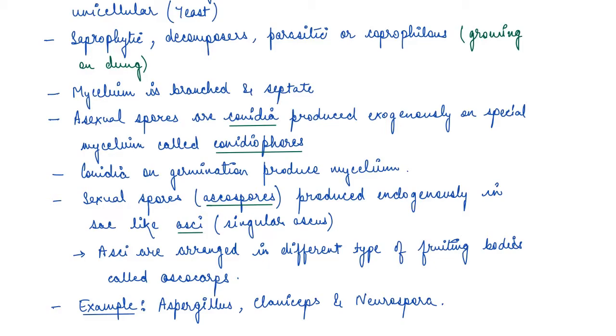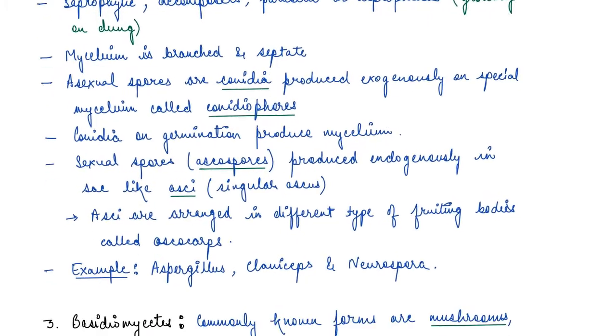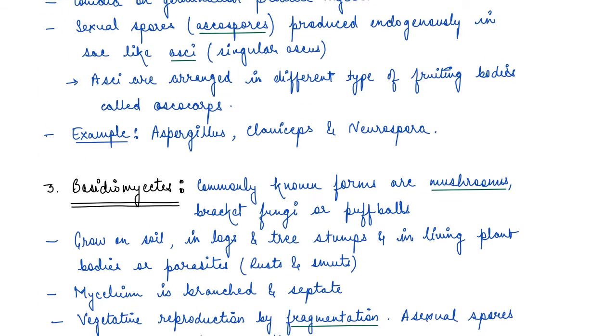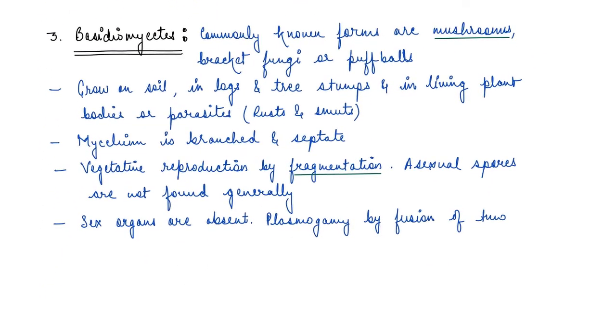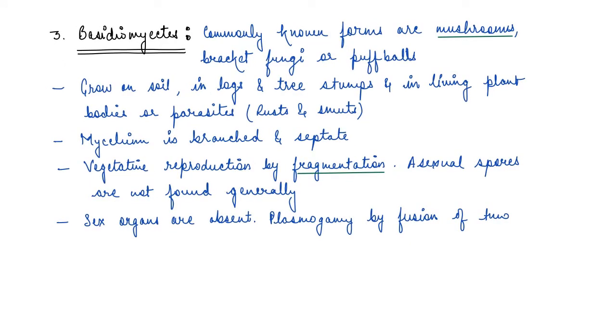So the third type of fungi is Basidiomycetes. Now what are Basidiomycetes? They are commonly known as mushrooms. These are bracket-like fungi or puffballs, and there are some edible forms of mushrooms as well. They grow in damp soil or on damp trees or logs, and sometimes they are parasites as well. So parasitic forms of Basidiomycetes are rusts and smuts.